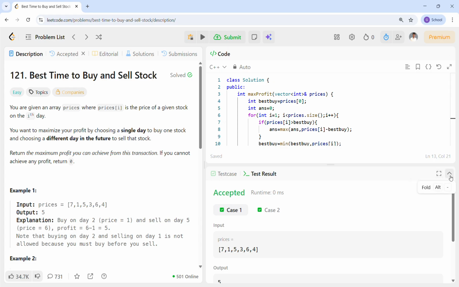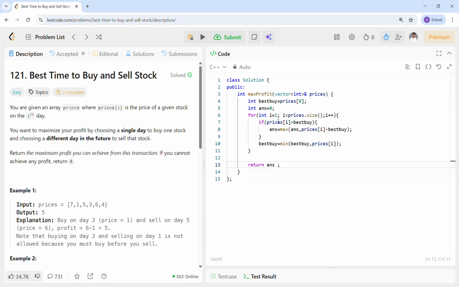So what are we doing in this? We are considering the starting day as our buying day and all the remaining days as selling days, and comparing if our selling day price, the price at i, is greater than the buy day, because we will only get profit when the selling day is higher than the buying day, and we store it in the answer. And how are we storing it? Selling day minus the buying price.